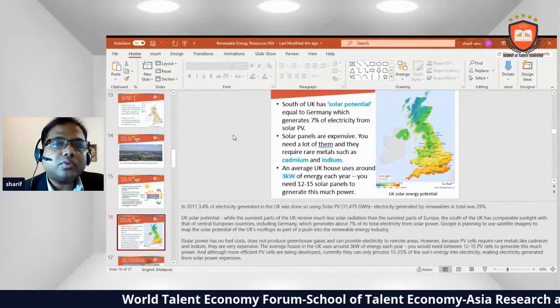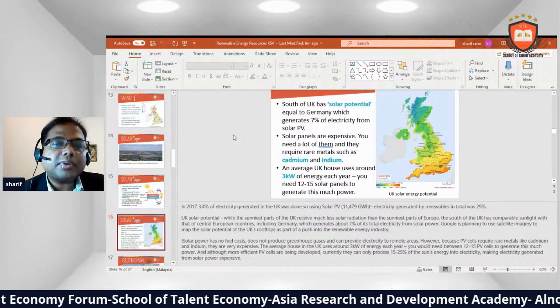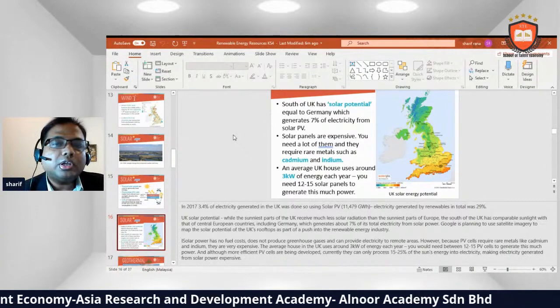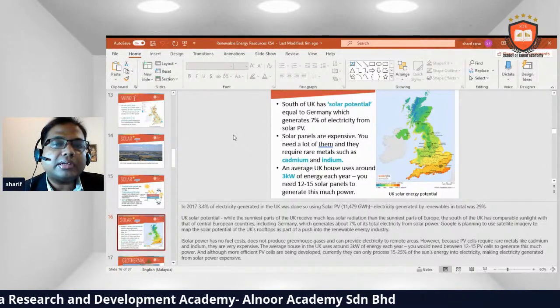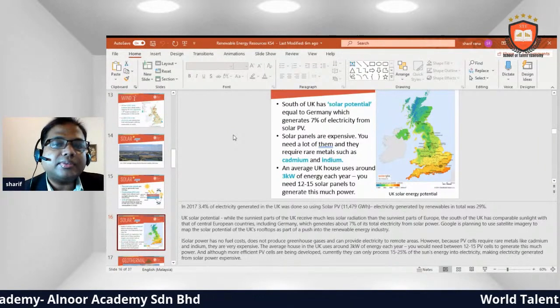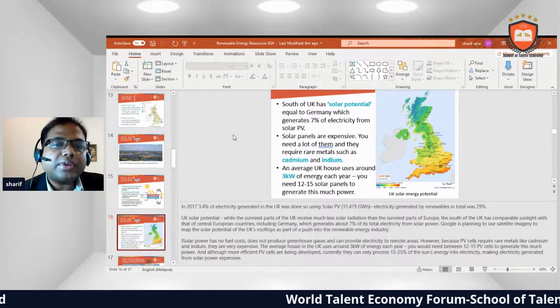The south of the UK has solar potential equal to Germany, which generates 7% of its electricity from solar PV. Solar panels are expensive. You need a lot of them, and they require rare materials such as cadmium or indium. An average UK house uses around 3 kW of energy each year.